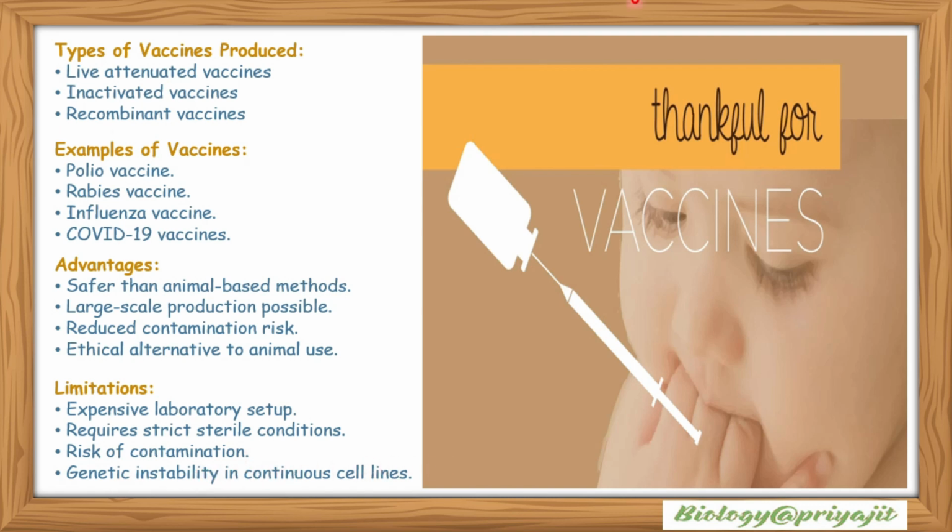So in today's class we have learned about the types of animal cell cultures, the importance of cryopreservation, and the vital role of animal cell culture in vaccine development. These techniques are essential tools in modern biotechnology, medicine, and safe vaccine production.